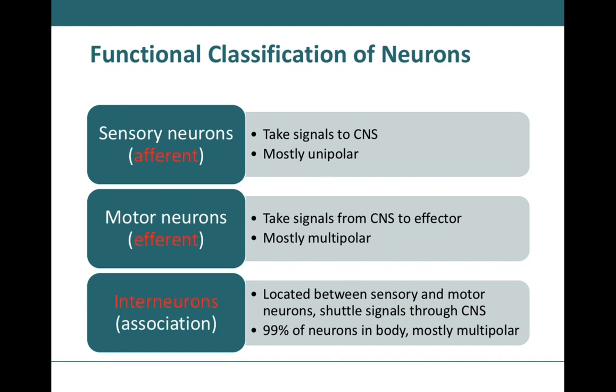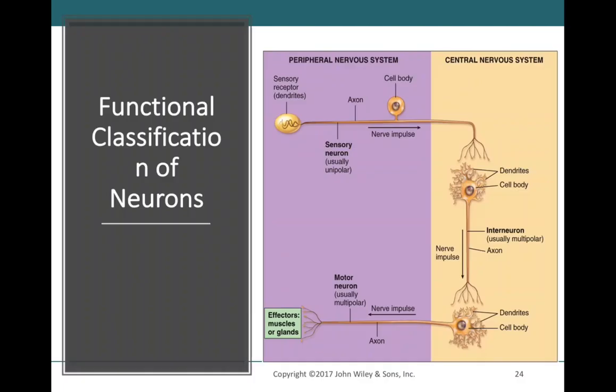Again, we'll often see some bipolar neurons found in the eyes and in certain structures that help with our olfactory sense, but we will further discuss those in Chapter 17. So this picture shows not only the functional classifications of our neurons, but the structural classifications of our neurons and which nervous system each of these neurons will belong to.